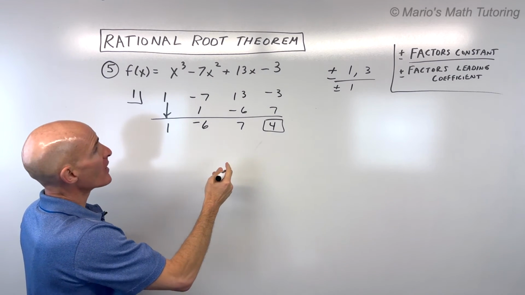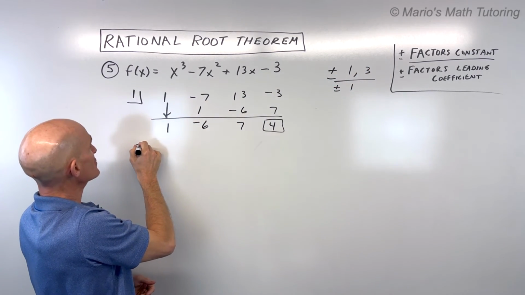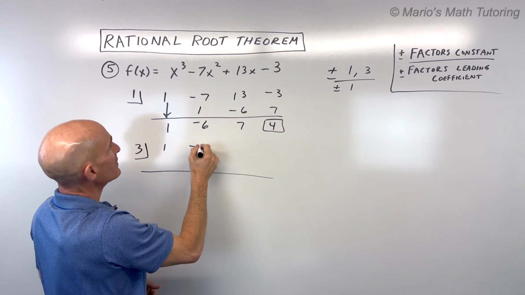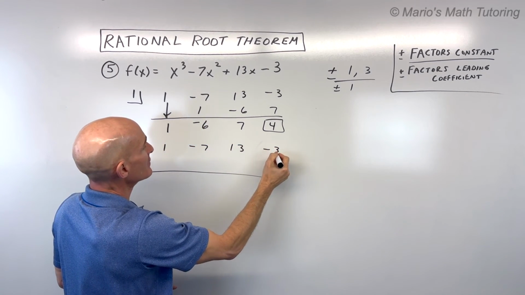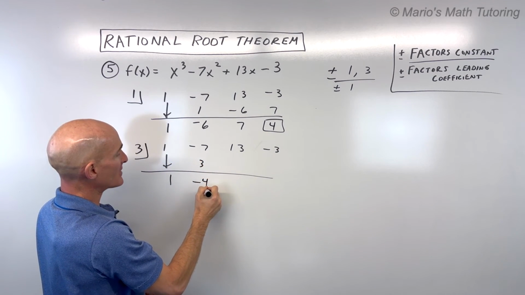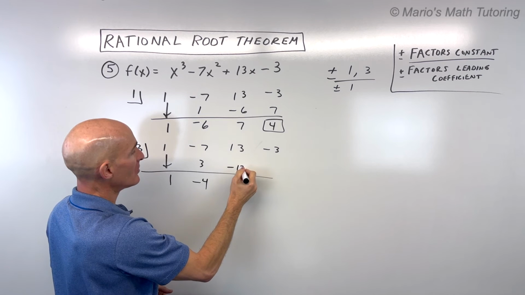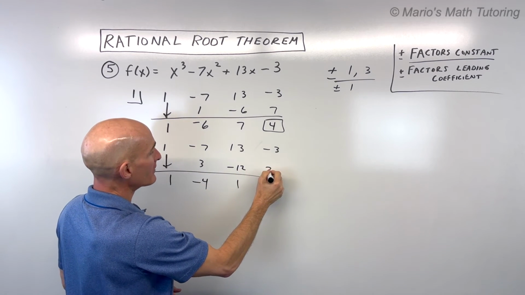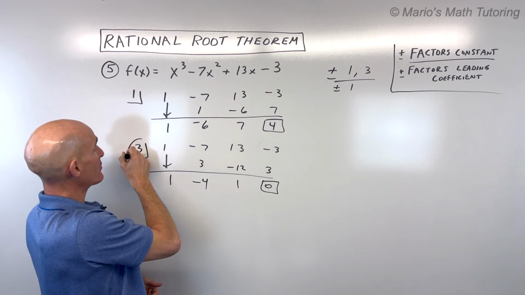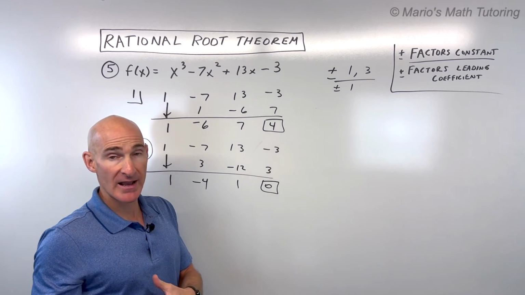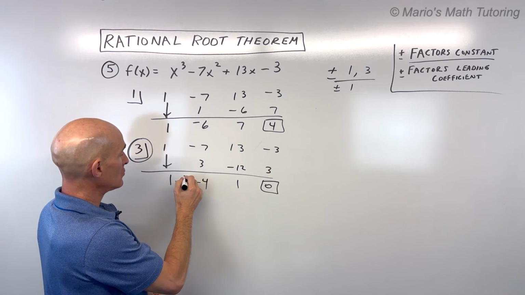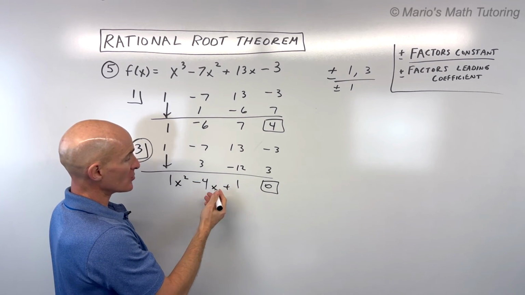Let's go ahead and maybe try 3 over 1, which is 3. And same coefficients, 1, -7, 13, and -3. Drop down that first number, multiply on the diagonal, add straight down, multiply on the diagonal, add straight down, multiply on the diagonal, add straight down. Okay, we did get 0. That tells us that 3 is a 0, an x-intercept, and it brings us down from x cubed to x squared. So it goes down by 1 degree.